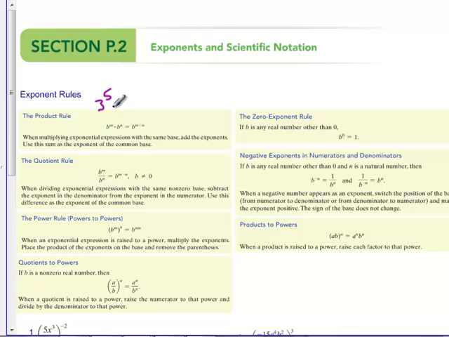3 to the 5th times 3 to the 4th, that'll be 3 to the 9th. So you're just adding them up. If you have them over top of each other, you would subtract.